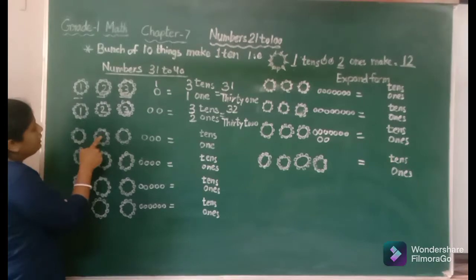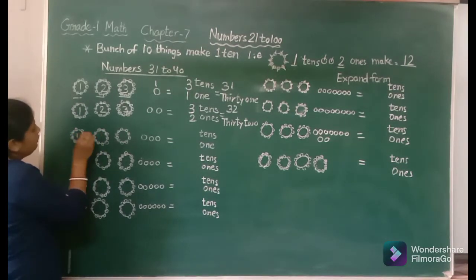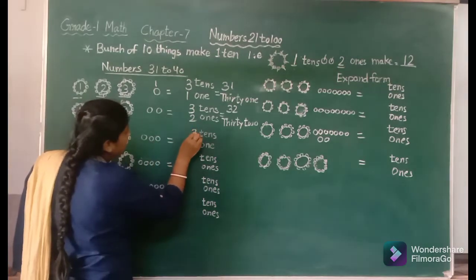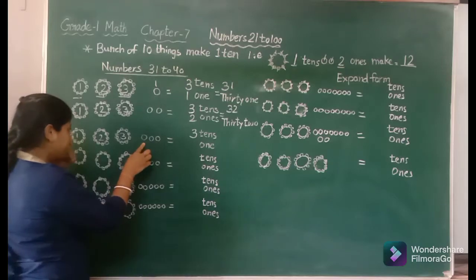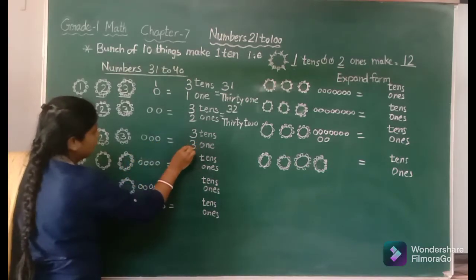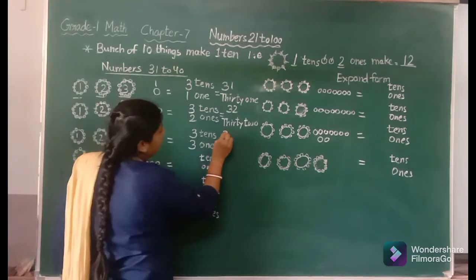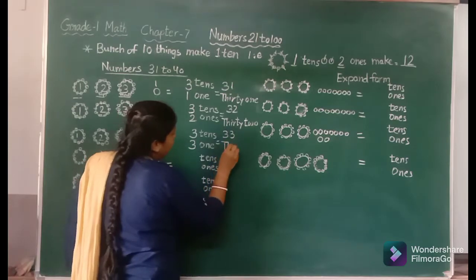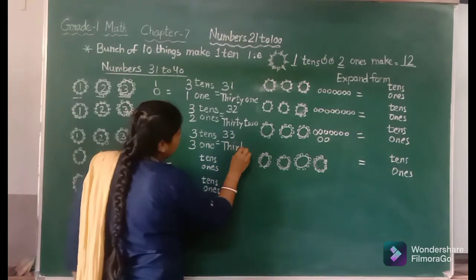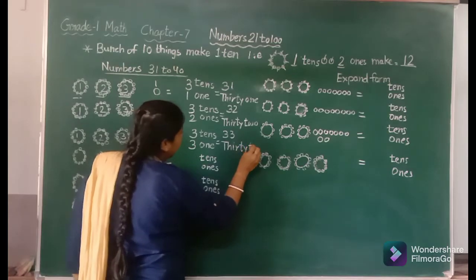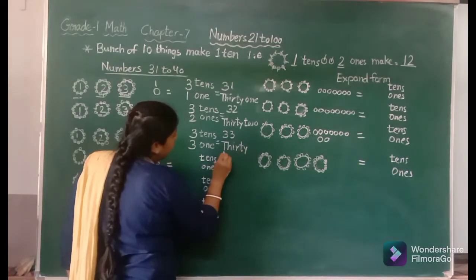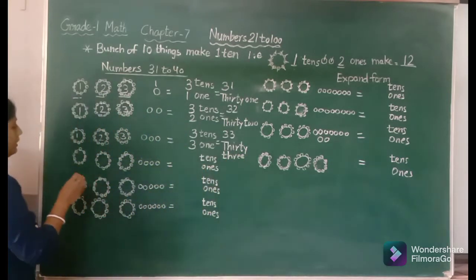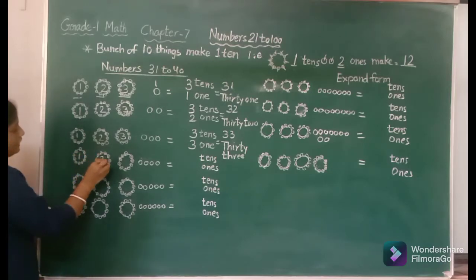Next. Same. How many beads are there? 1 ten, 2 tens and 3 tens. So write here 3 tens and how many ones? 1, 2, 3. 3 ones. So make a 33. What is the spelling of 33? THIRTY-THREE. 33.